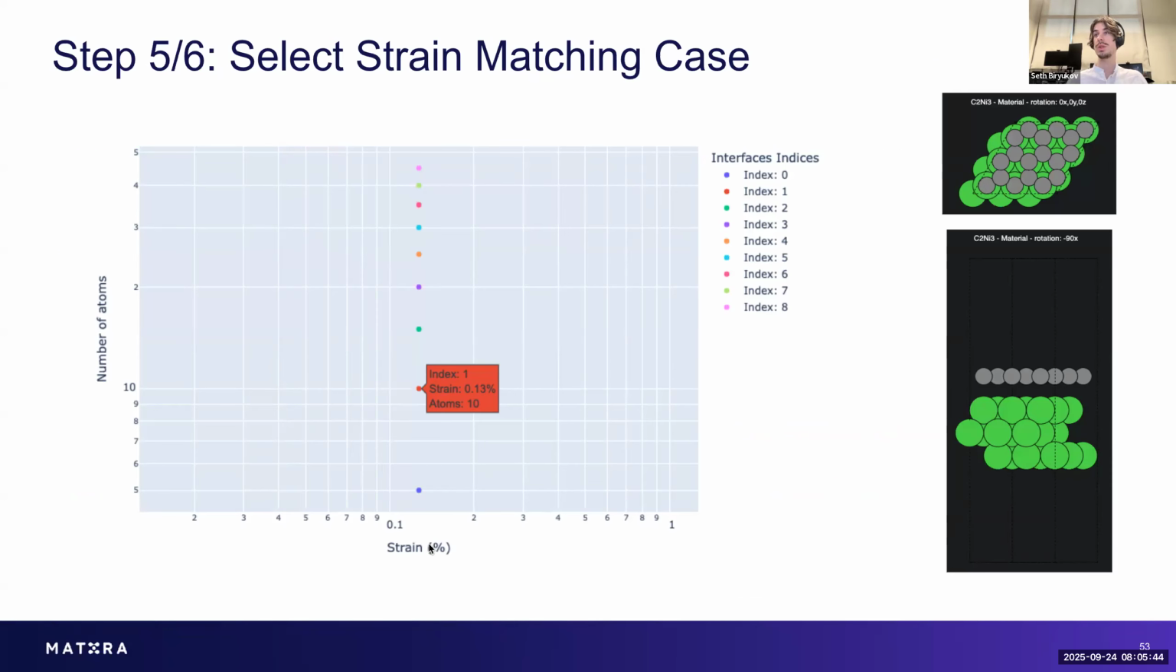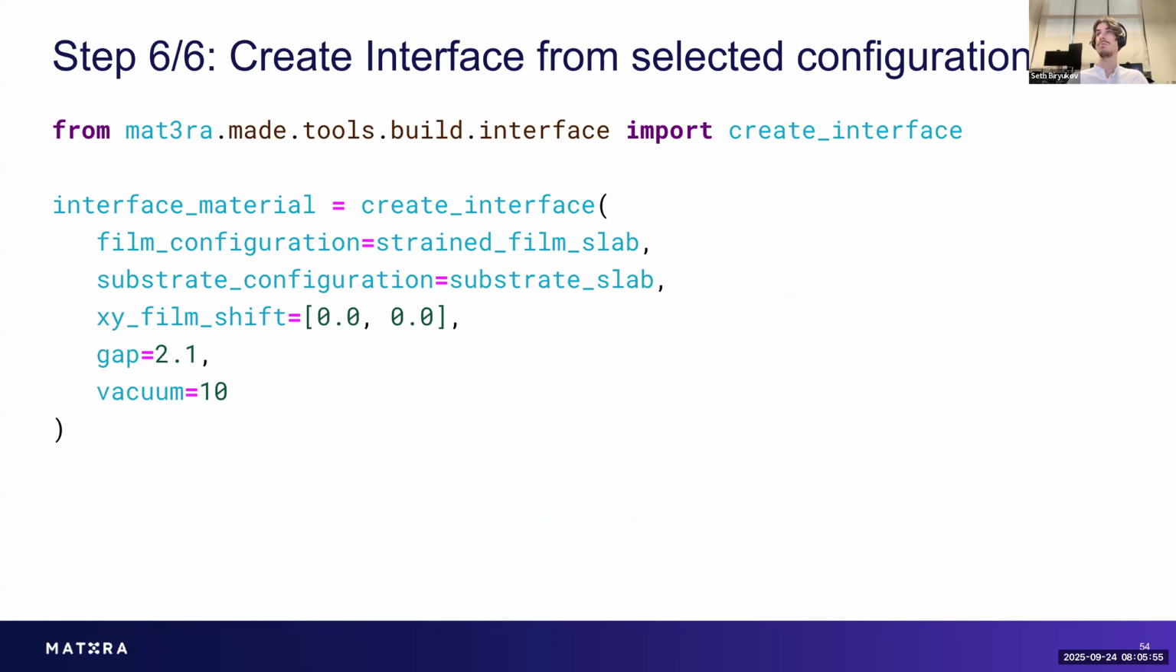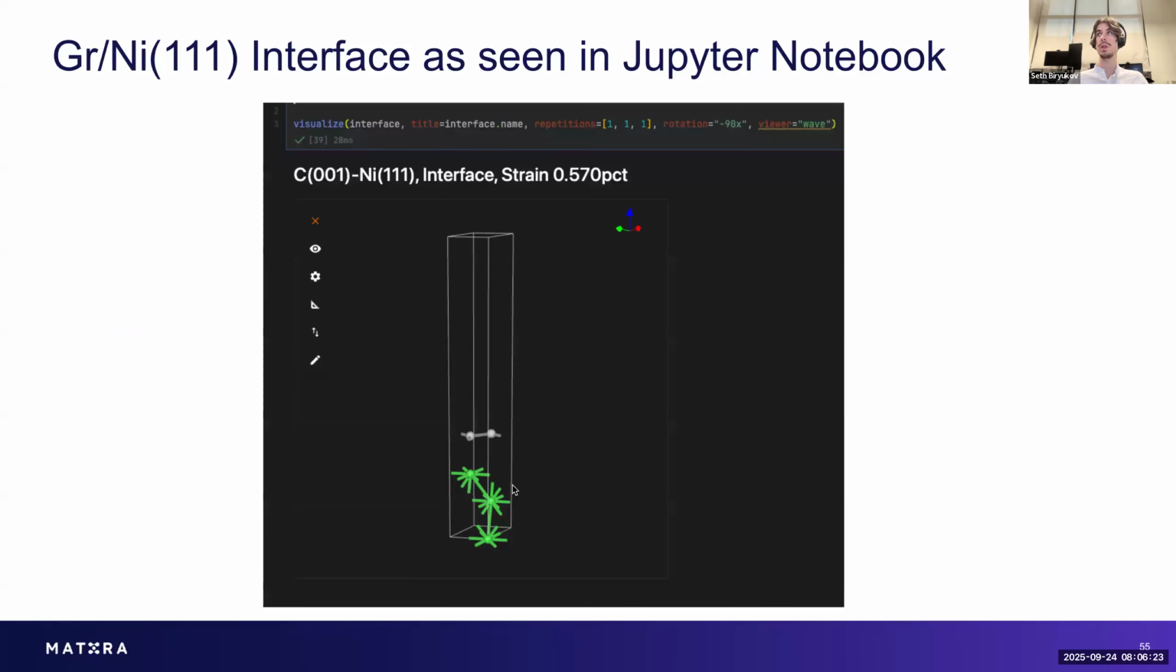We can plot the strain versus the number of atoms, the size of the cell, to search for the index that is most optimal for your use case. And then when we find the configuration, we can create the interface and provide the index if we need to, or it will give you the most optimal, the lowest strain. We import the create interface function, provide the film and substrate configurations, XY shift in case there's any shift for the film, gap and vacuum. And as a result, we should get the material.